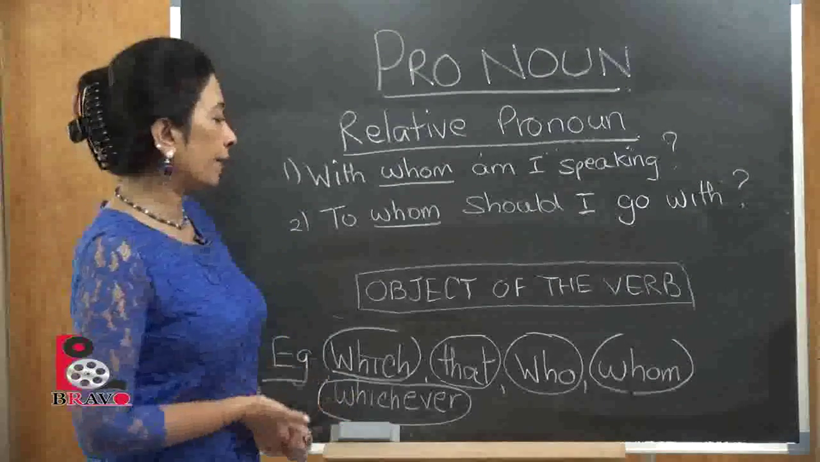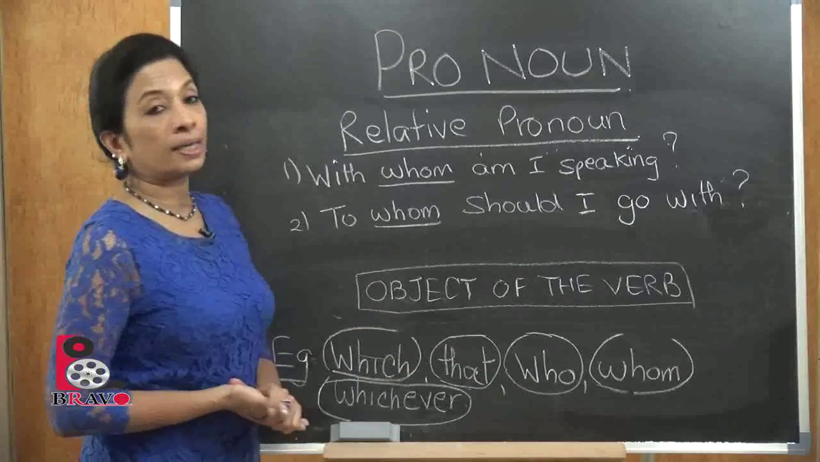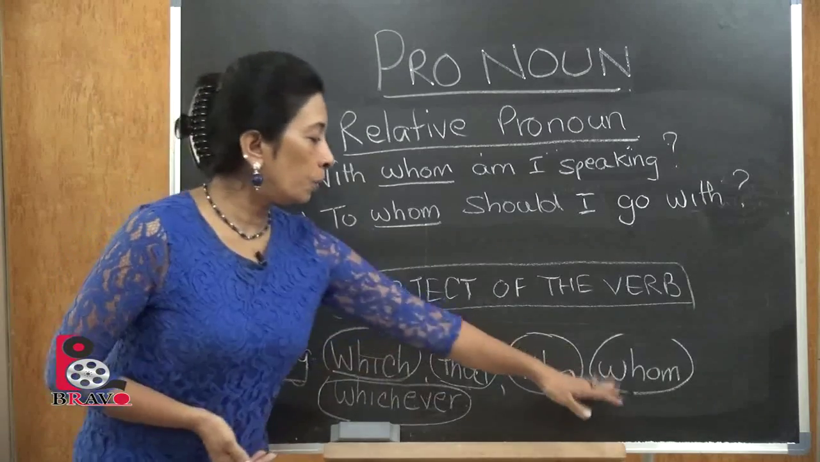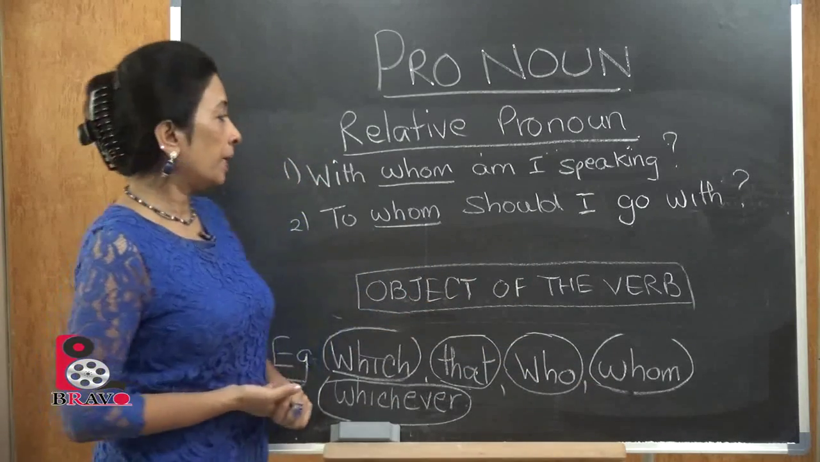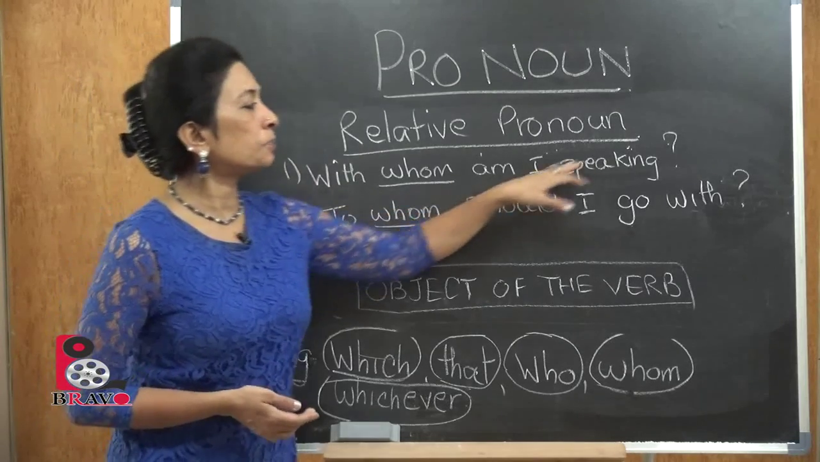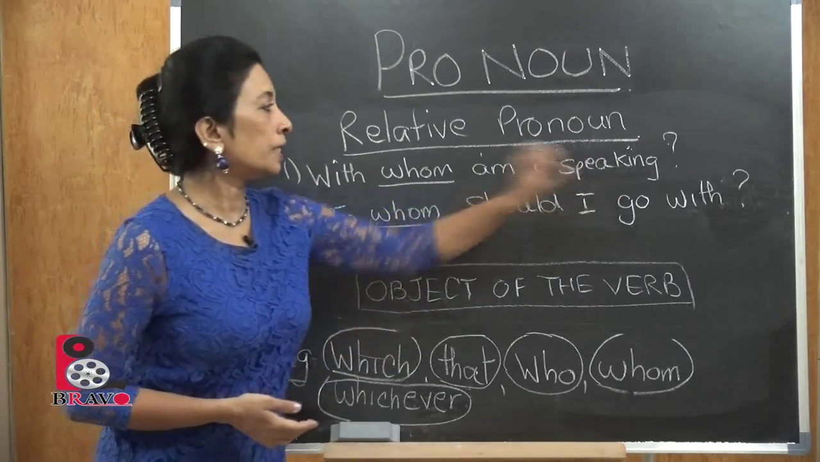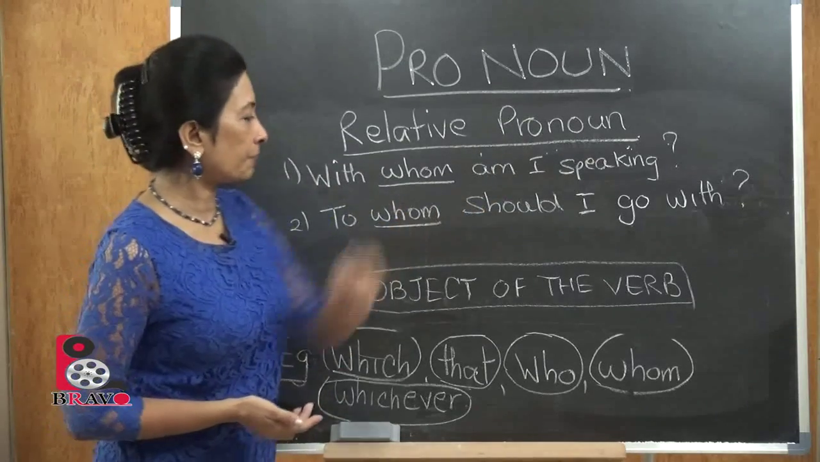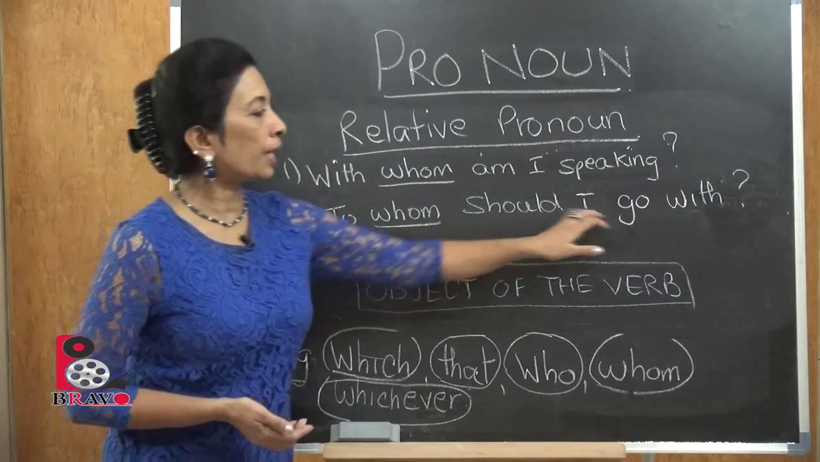Okay, coming to whom now. We spoke about who as the subject of the verb. Whom is the object of the verb. Now the sentence I have made here, with whom am I speaking? So the action here is speaking. With whom am I speaking? To whom should I go with?